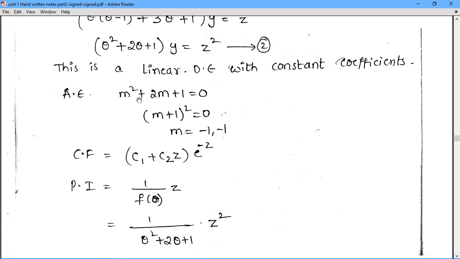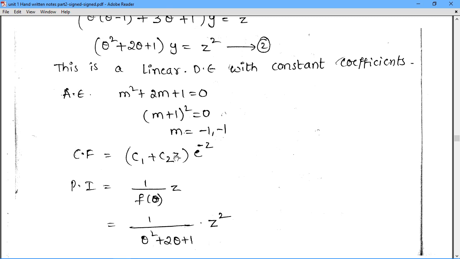For this, first we have to write the auxiliary equation, which is obtained by replacing theta with m. So replacing theta equal to m and finding the roots, m square plus 2m plus 1 can be written as m plus 1 whole square. That means m equal to minus 1, minus 1. So clearly the two roots are real and equal. But we know that the complementary function for real and equal roots is c1 plus c2z whole bracket into e power minus z.